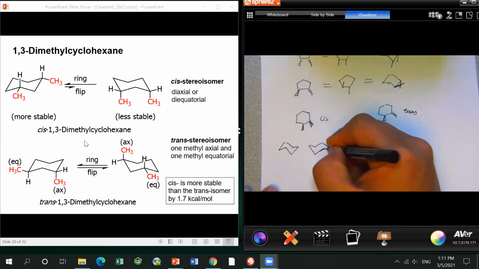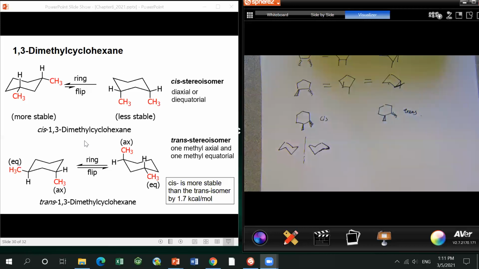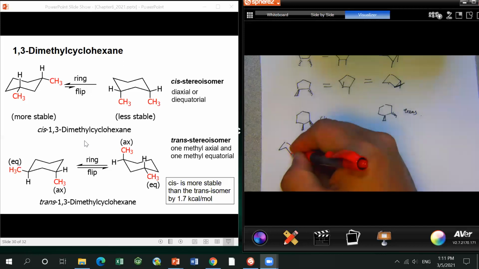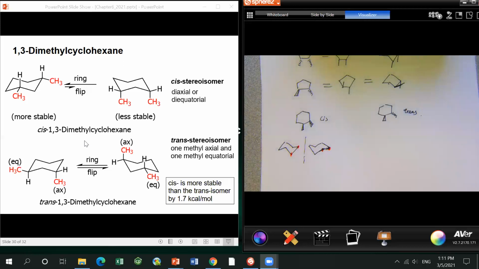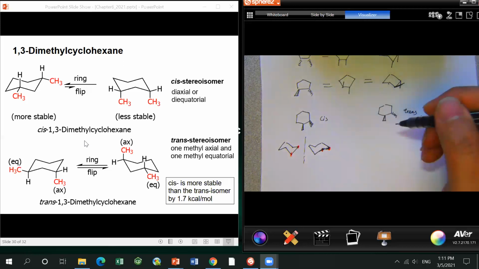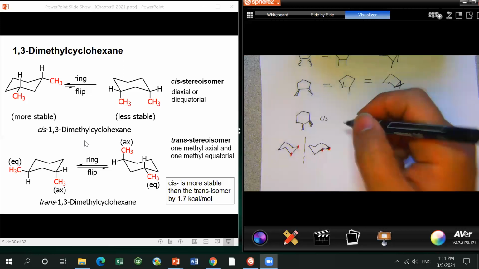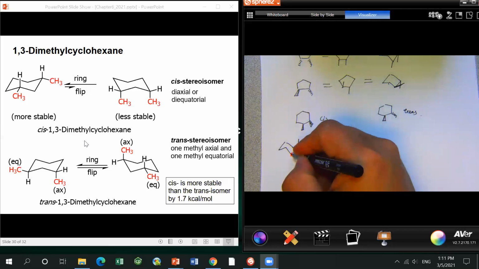For ring flip structures, keep in mind they are mirror images of each other, and you need to find the corresponding carbons. Corresponding carbon, this one, this one. Because it's the cis, these two wedge bonds indicate pointing up. So for this carbon, the up-pointing bond will be axial. For this carbon, the up-pointing bond will be equatorial.